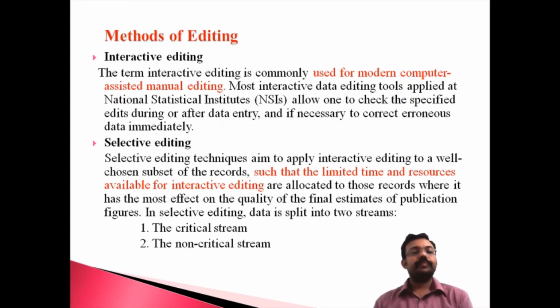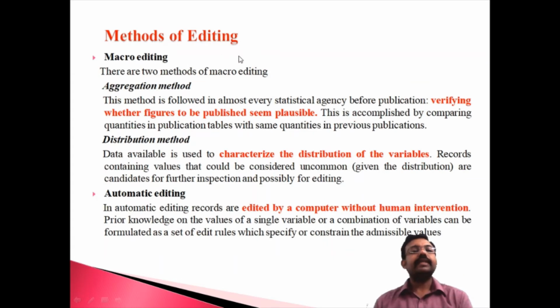So the first category is interactive editing and the second one is selective editing. The third category of method is macro editing. What is macro editing? Macro editing is performed in two ways: one is the aggregation method and the other is the distribution method. Macro editing is performed in two ways: from the aggregation point of view and from the distribution point of view. Aggregation means verifying whether the figures to be published seem plausible. That means it is dependable, because data editing is always related to a lot of figures.